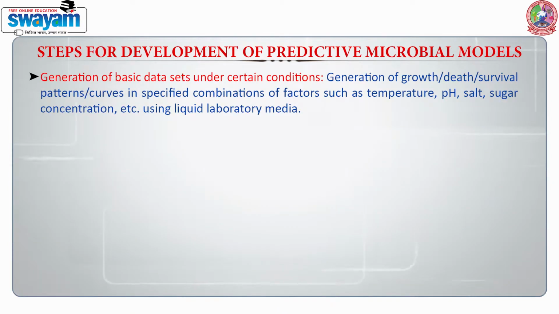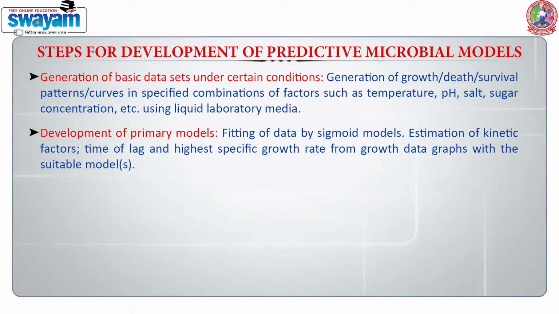Like earlier I have said, the first step is generation of basic data sets under certain conditions. These conditions can be the growth conditions, the survival patterns, or the curves in specified combination of factors such as temperature, pH, salt, sugar concentration. Most of this information is collected using liquid laboratory media and running the experiments in the lab.